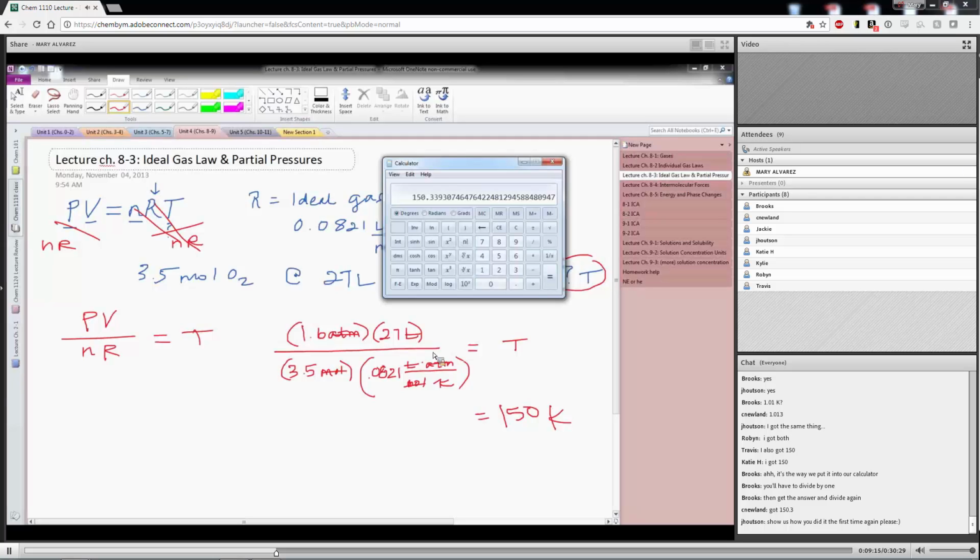Or if you don't want to use the parentheses, 1.6 times 27 divided by 3.5, and then I hit divide by 0.0821. So anything on the bottom, I'm dividing by everything that's on the bottom independently. That gets me 150. I just did the plus sign so that you could see the whole equation. This times that divided by that and divided by that. I could multiply these two if I put them in parentheses.